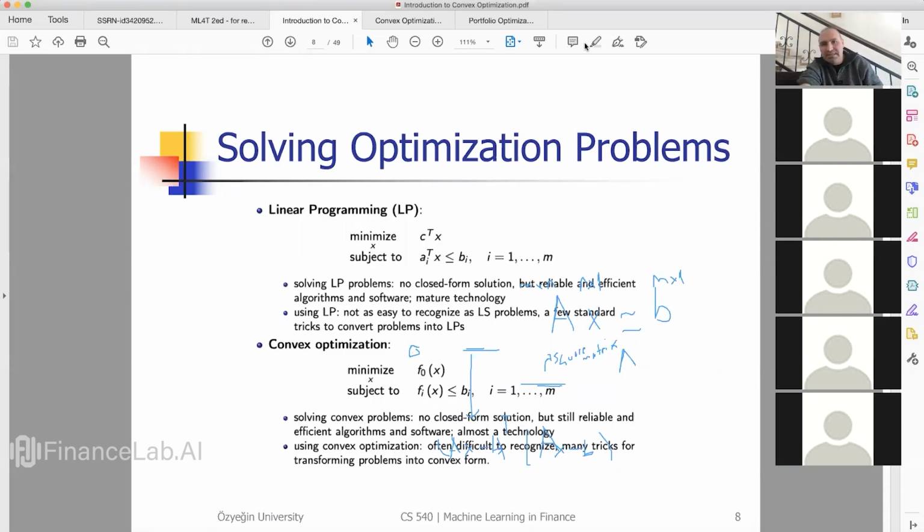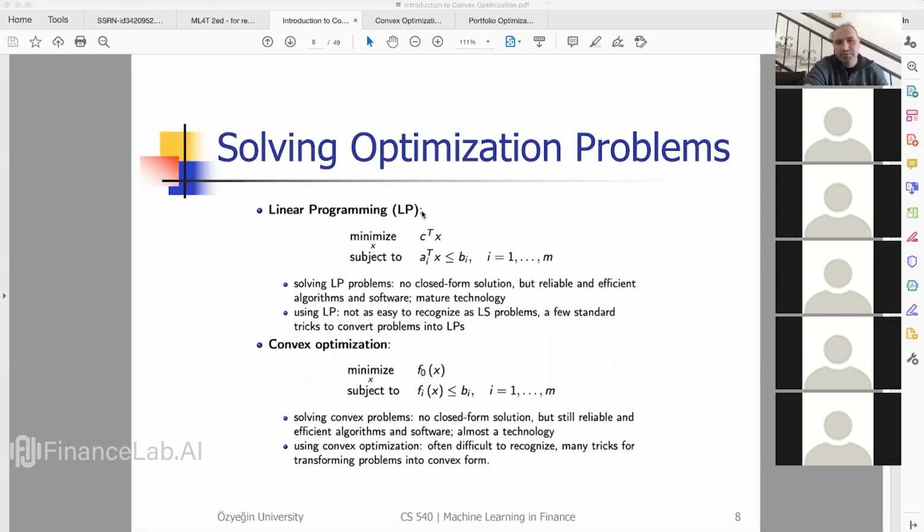There are other problems as well, which we'll use in this course a lot. One is the linear programming problem. In linear programming problems, there is no closed form solution. However, the algorithms that exist find you the optimal solution. Linear programming problems are convex, so the optimal solution we find via the algorithms is a global optimal solution.